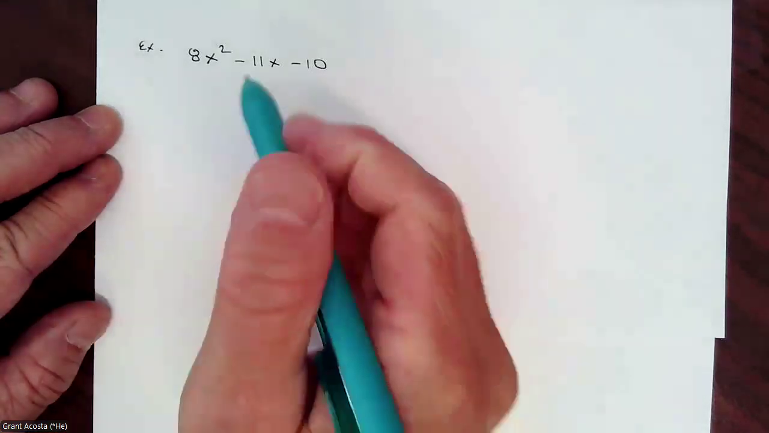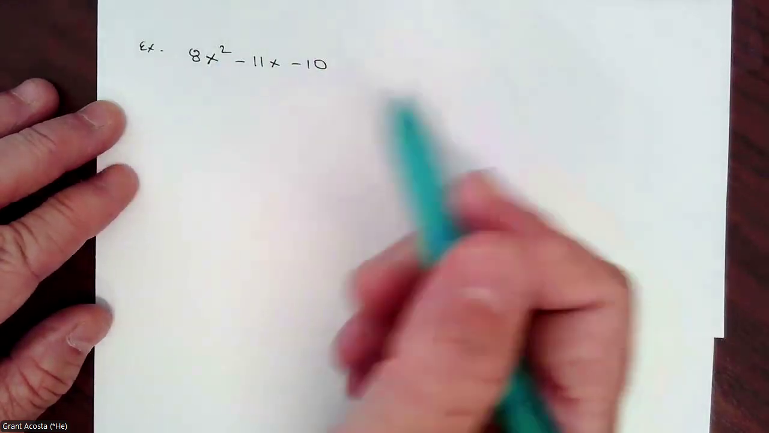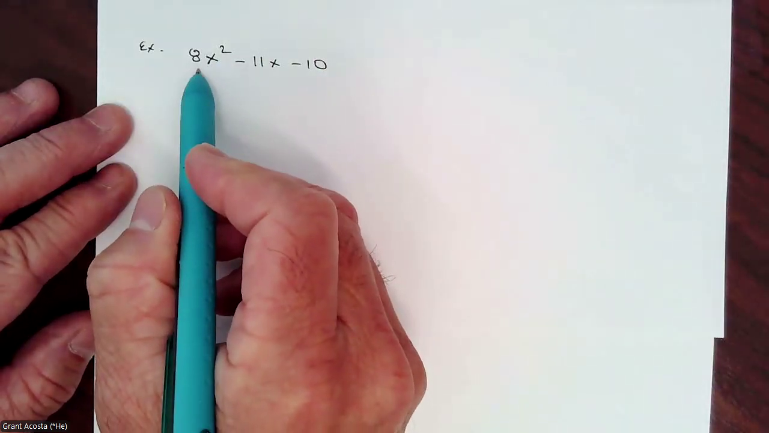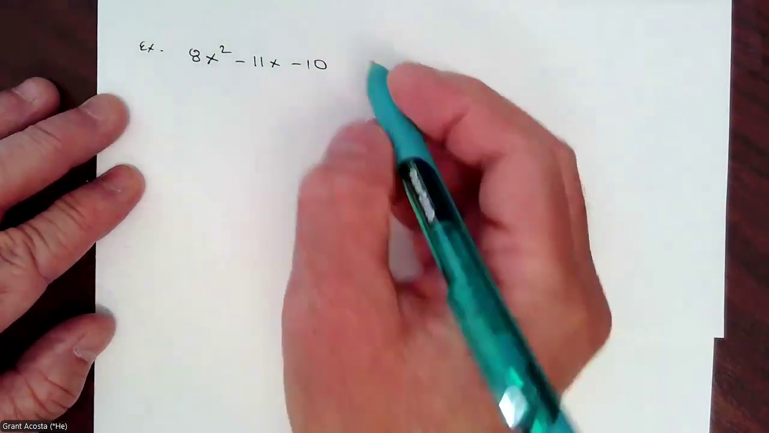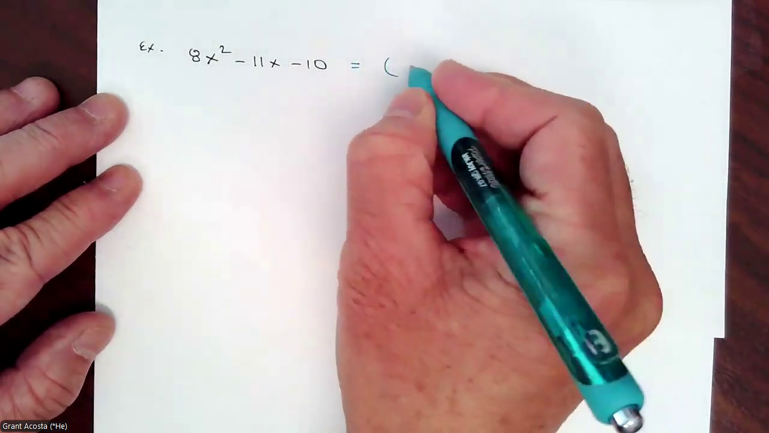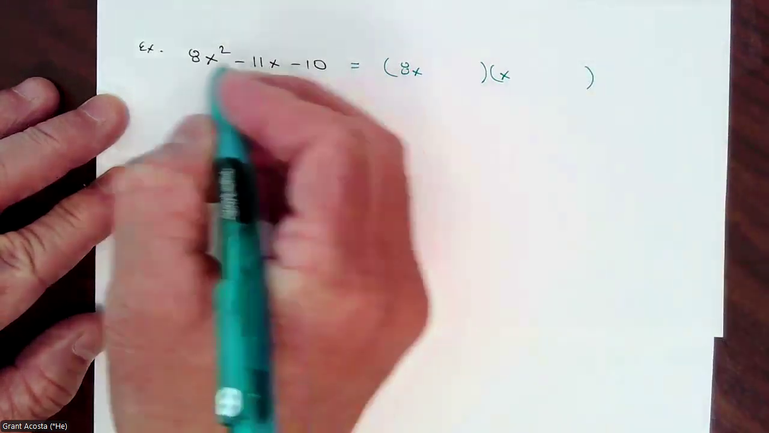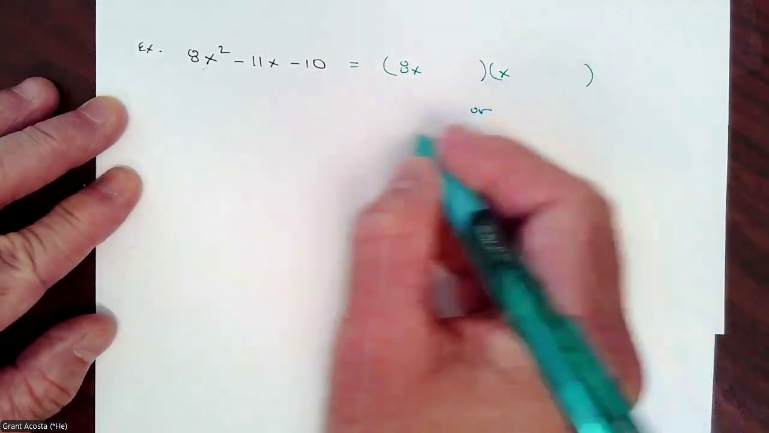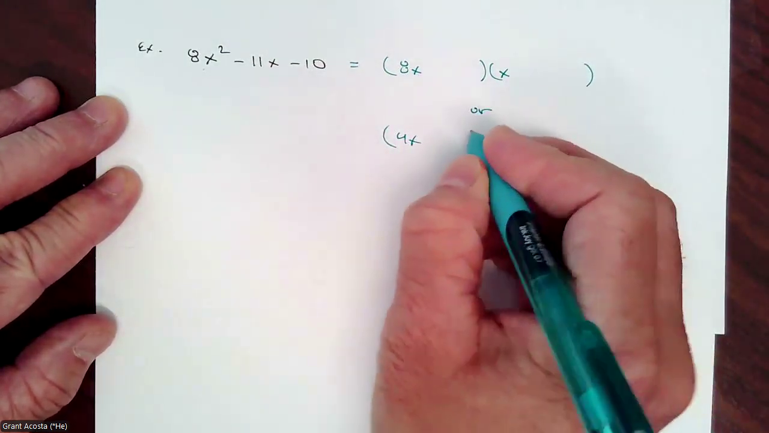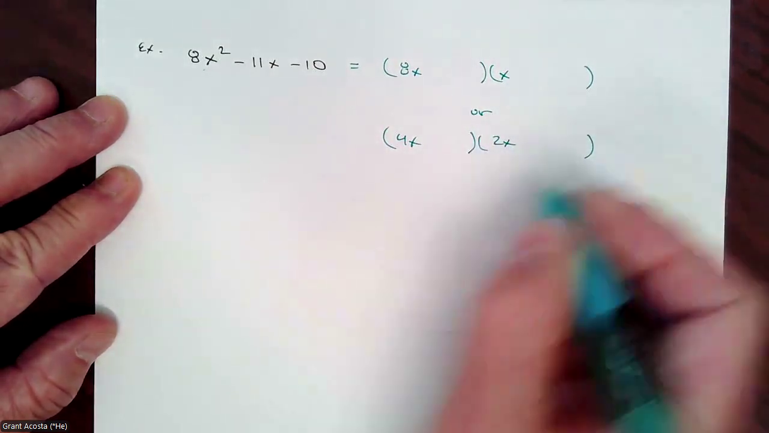This might be early, but let me show you my reasoning one more time, and then I'll give you one to practice here. So if I have 8x squared minus 11x minus 10, what are my options? It could either factor into 8x and x to give me 8x squared, or it could be 4x and 2x.